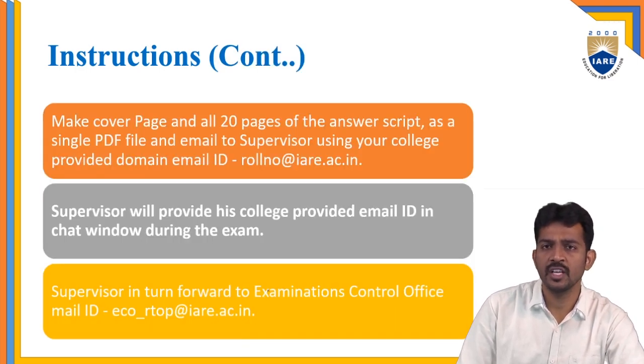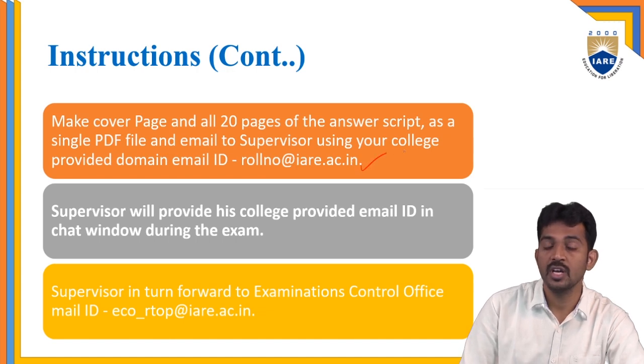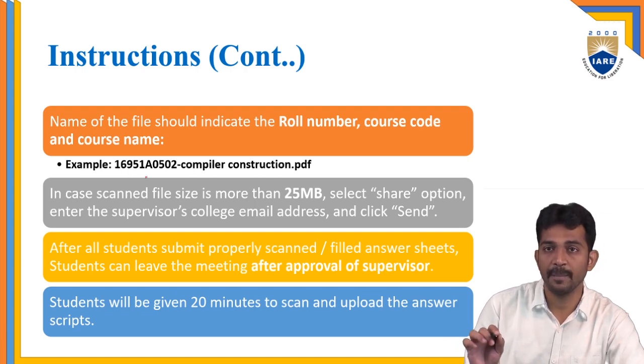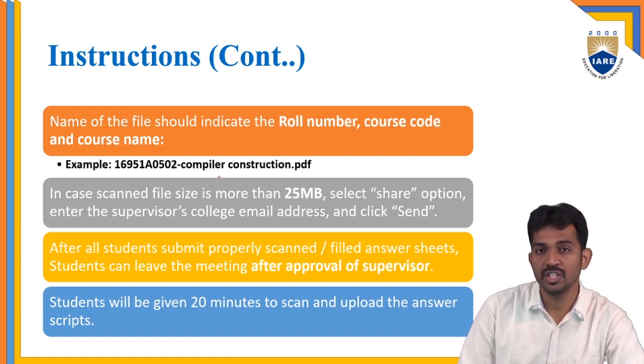Next thing, this is what we already discussed in the demonstration. The 20 pages you need to make into a single PDF and send from your roll number at IARE.ac.in to the proctor email ID. The next thing is the format of your file name. The file name should be the roll number, an underscore, the compiler construction, and the subject code. In case the file size is more than 25 MB, you just use Google Drive and share the drive link.